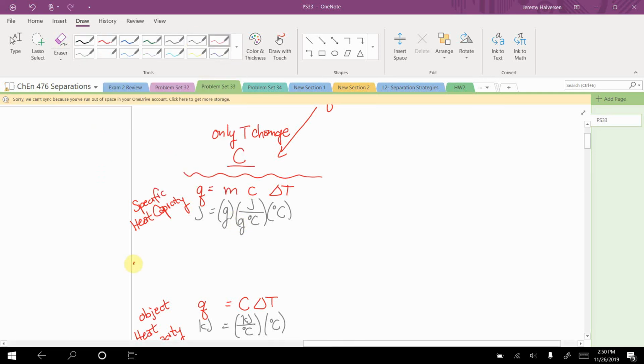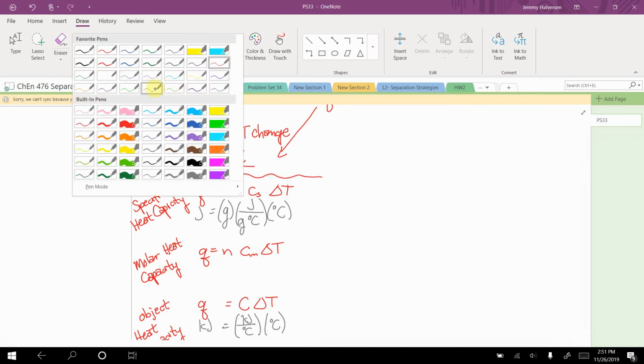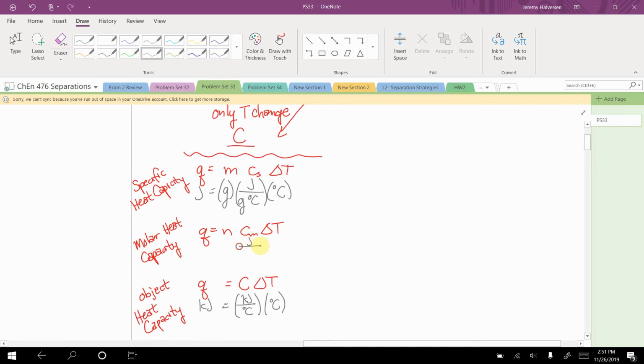And that leads us to the other one, which is a molar heat capacity. Okay, and a molar heat capacity is just like a specific heat. I guess I could put an S there for specific heat capacity. A molar heat capacity is just like a specific heat capacity, except that instead of per gram, it's on a per mole basis. So it's just per mole degrees Celsius. So in this case, I'd have to multiply by moles. I have to multiply by degrees Celsius. And that's going to give me my total heat.